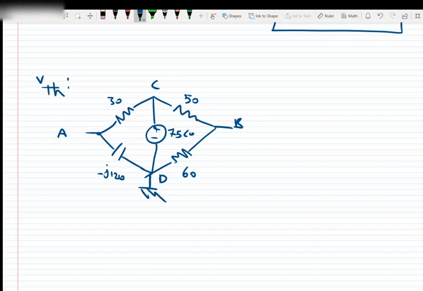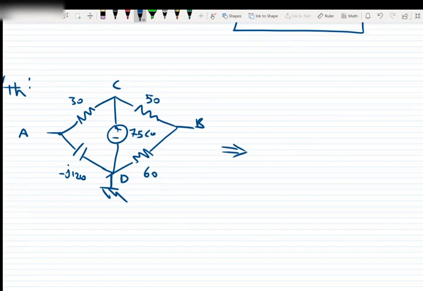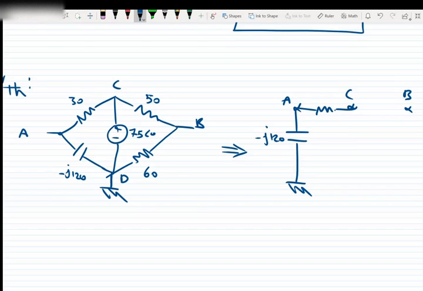If we draw the circuit in this way, let's have point A here, point C here, and point B here. From point A, we have a capacitor connected to the ground with a value of negative J120. Point A is connected to point C with the resistor of 30.